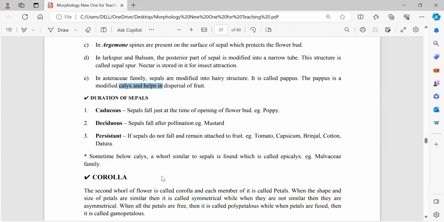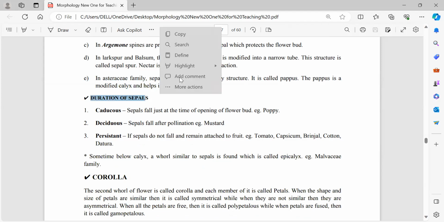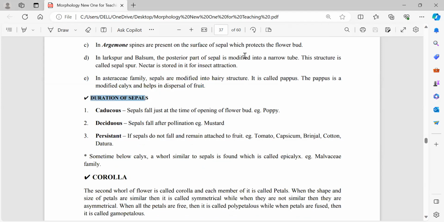Now coming to the subtopic, that is duration of sepals. ड्यूरेशन ऑफ सेपल्स की बात करेंगे, बाय ड्यूरेशन we mean कि सेपल्स कितने देर रहेंगे on the flower, on the plant. क्योंकि फ्लावर का actual ultimate role होता है to produce fruit and seeds.